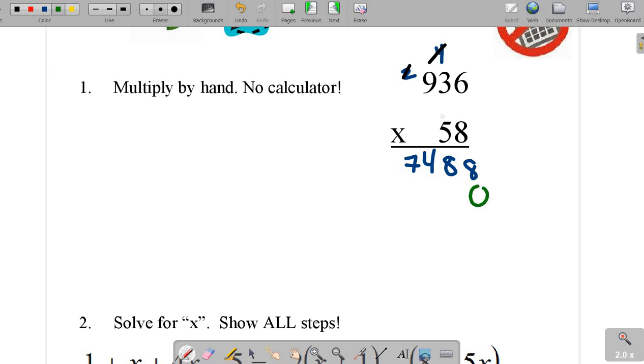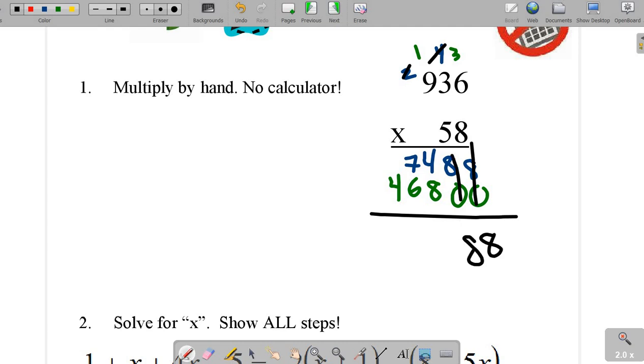Add a 0. 5 times 6 is 30. Carry the 3. 5 times 3 is 15, plus 3 is 18. Carry the 1. 5 times 9 is 45, plus the 1 is 46. That's 8. 8. 12. Carry the 1. That's 14. Carry the 1. 5. You should have gotten 54,288.